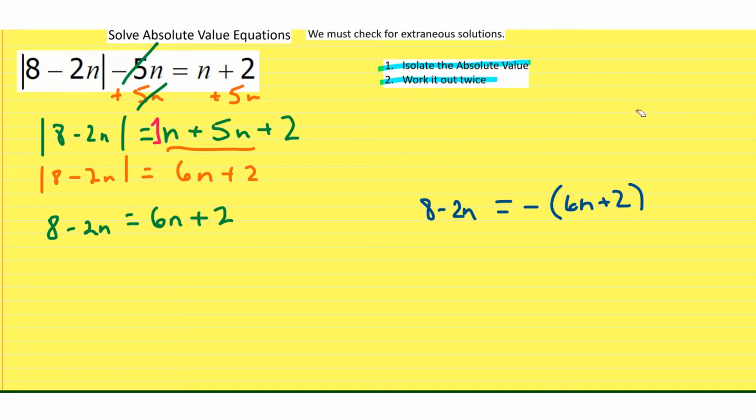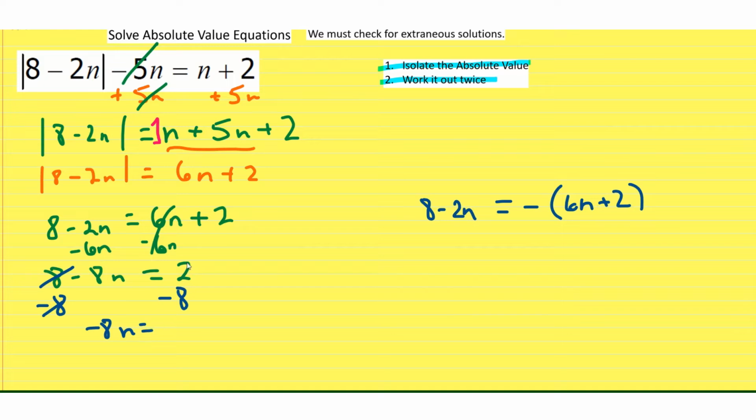Now at this point, we literally are just going to use our order of operations from algebra to solve these two equations. I'm going to subtract the 6n from both sides. These will cancel out. I'm going to end up with 8 minus 8n, and that's going to be equal to the positive 2. And then I want to do minus 8 on both sides. So these are going to cancel out. I'm going to end up with negative 8n is equal to 2 minus 8, which is negative 6.